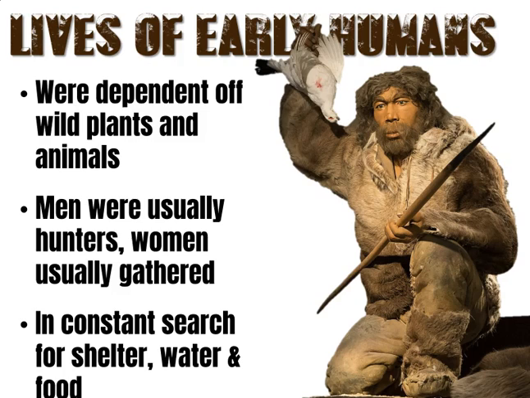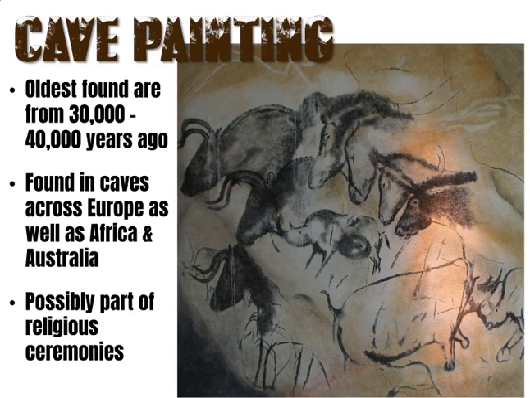The lives of the early humans: they depended on wild plants and animals. Men were usually the hunters, although that wasn't always the case from what we've researched. Women usually gathered. They were in constant search of shelter, water, and food.